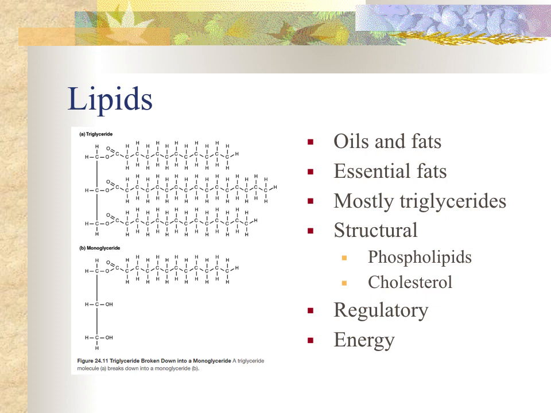Lipids in our body are mostly triglycerides. Here's a triglyceride up top here. It has 3 fatty acid chains linked together by a glycerol. We use lots of lipids for structural things like phospholipids for our cell membranes, cholesterol for our cell membranes.